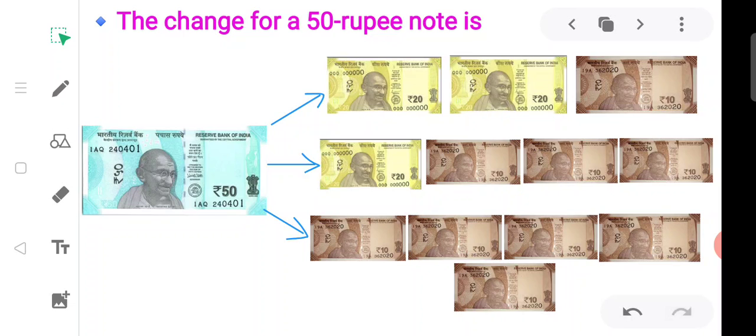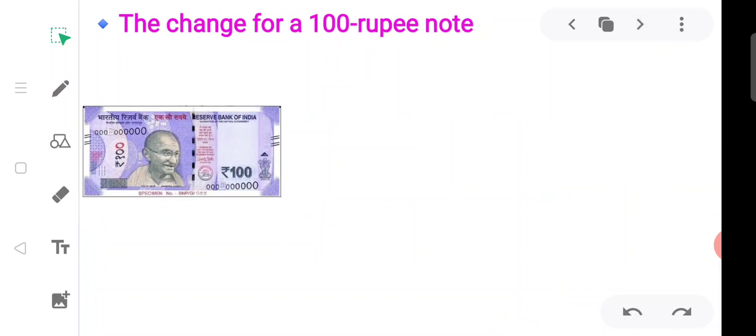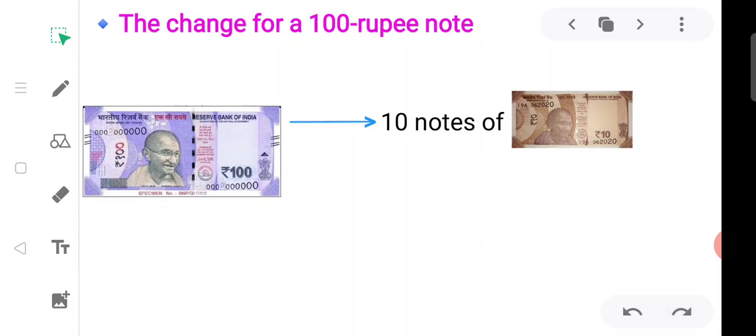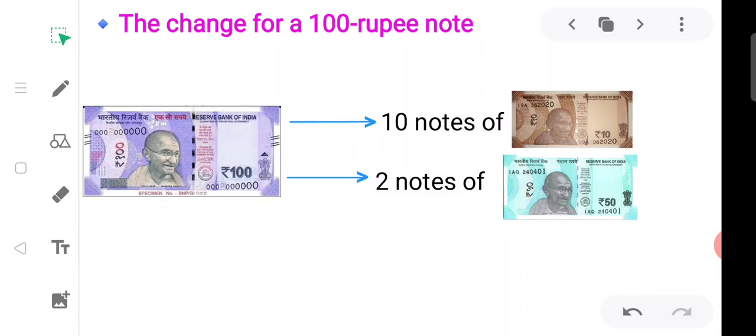Now we see the change for 100 rupee notes. How can we take a change of 100 rupees? We can take 10 notes of 10 rupees. 10 notes of 10 rupees make 100 rupees. Or we can take 2 notes of 50 rupees. 2 notes of 50 rupees make 100.